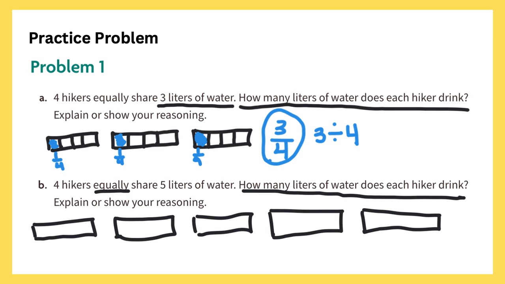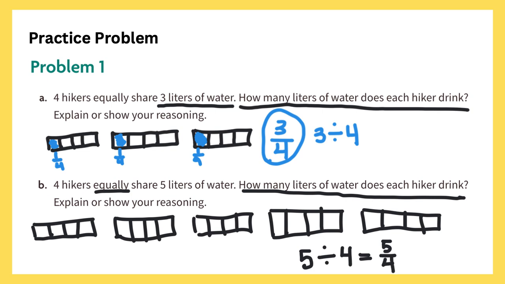So I did my best. I know that these are not all the same, but pretend that they are. So for each of the 5 liters, we're going to split it up evenly into groups of 4. So we need to partition 4 each time. And again, let's go ahead this time and write the division expression first. So we know we have 5 liters of water that's going to be shared equally or divided by 4 people. So we know that that means that each person will get 5/4 this time.